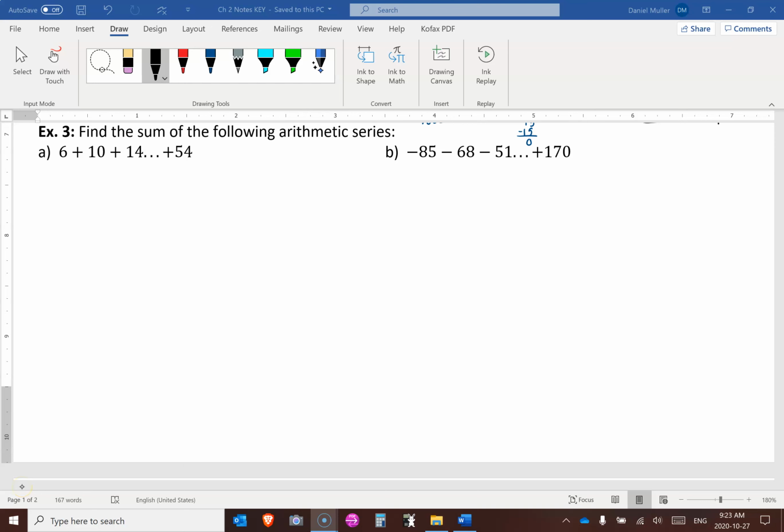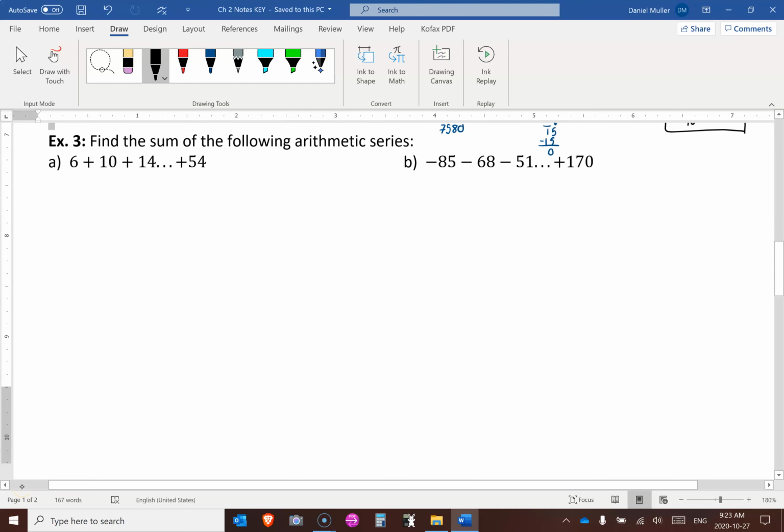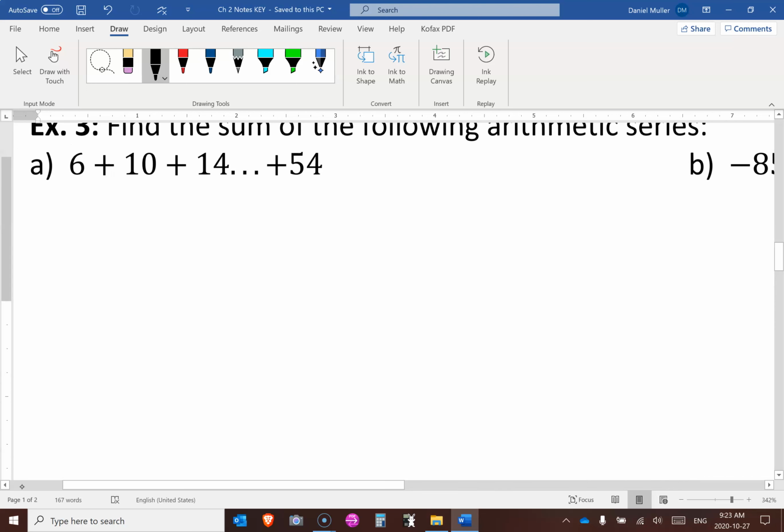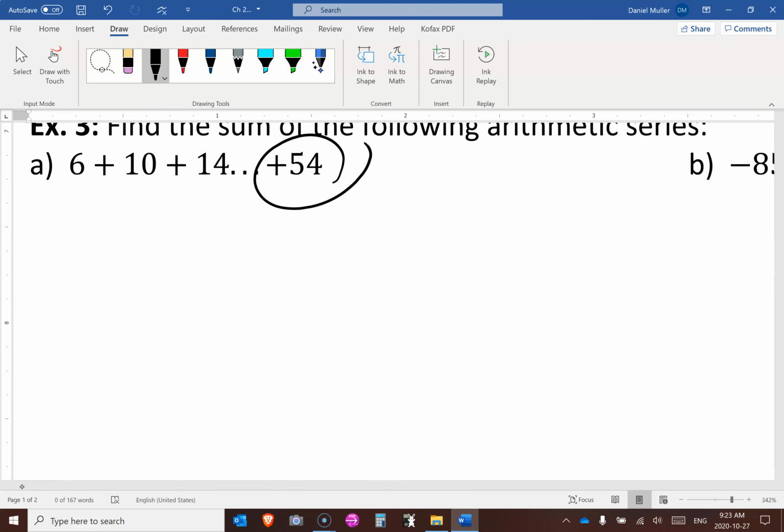Find the sum of the following series. Take a look here. Oh, I have the last term. That's actually really helpful. So let's write this down.